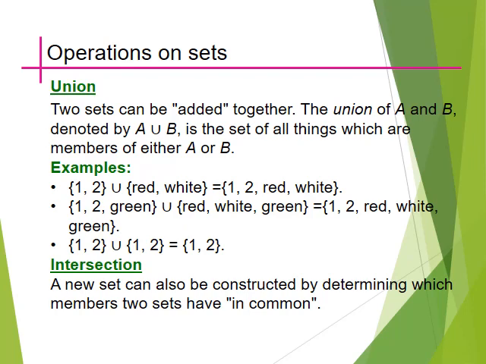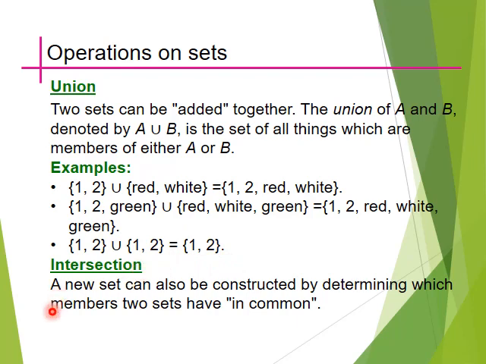Or if we take the union of {1, 2, green} with the set {red, white, green}, then it will be {1, 2, red, white, green}. So you can see green is in both sets, but we are writing it once. Now we have {1, 2} union {1, 2}. So both members are repeating, therefore we are writing the members once in the set {1, 2}.